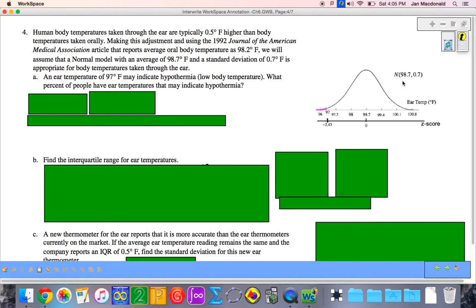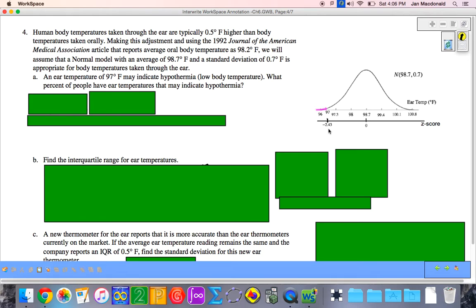Okay, so here's our normal model with a mean of 98.7 degrees and a standard deviation of 0.7 degrees. This is our normal model for air temperature in degrees Fahrenheit. And you see that I've applied our z-score, our standardized values. Our mean is always 0, and the standardized value or z-score that aligns with 97 degrees Fahrenheit is negative 2.43.